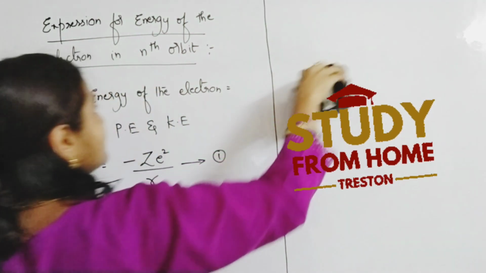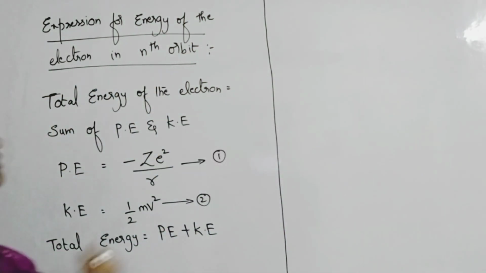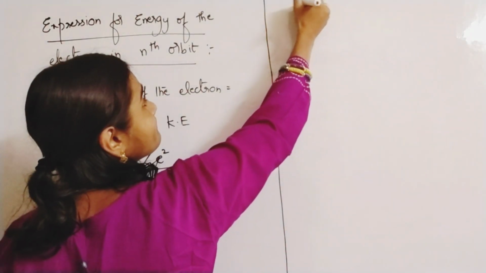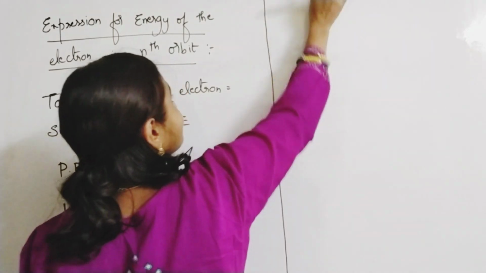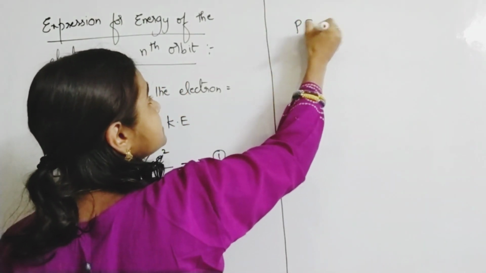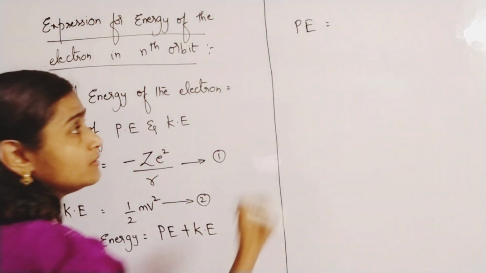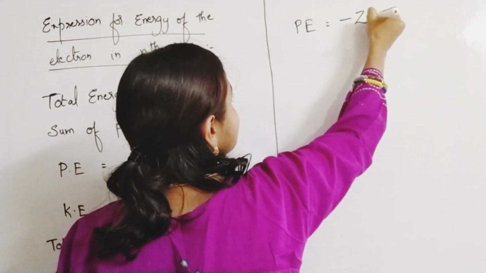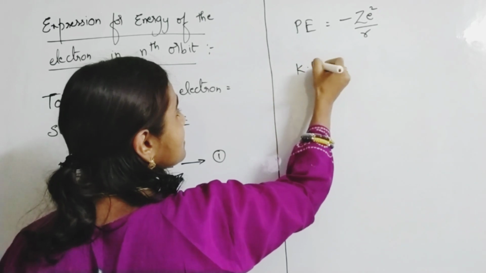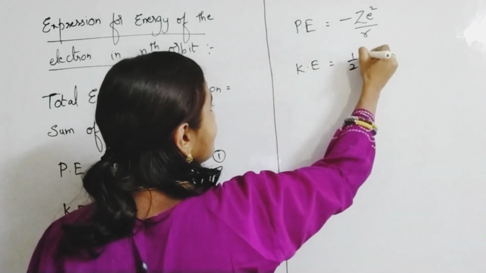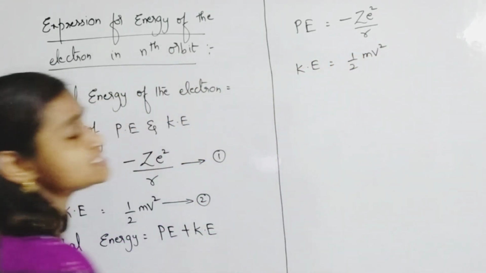I will just write a little bit down. Pe is given by minus Ze square by R, and Ke is given by half mv square.